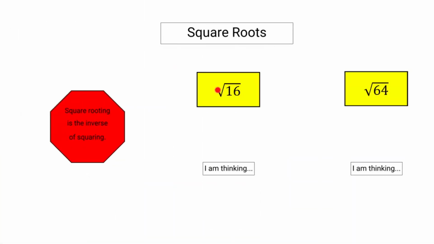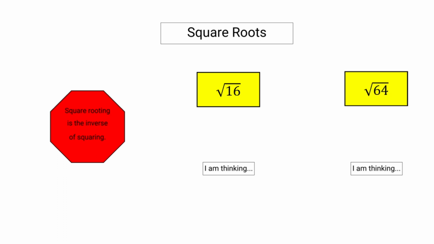Let's dive in. If you've never seen this symbol before, don't confuse it with the box we use for dividing numbers. They look similar, but this is a square root symbol, and we know this because it has this little tail. Now this question is asking, what is the square root of 16? And this one is asking, what is the square root of 64?